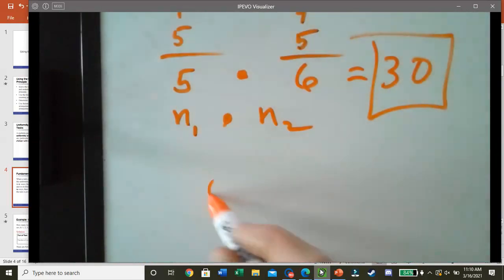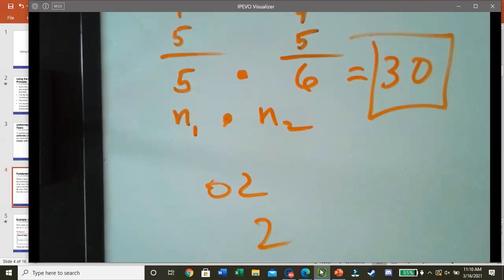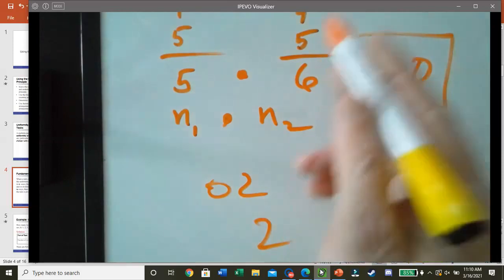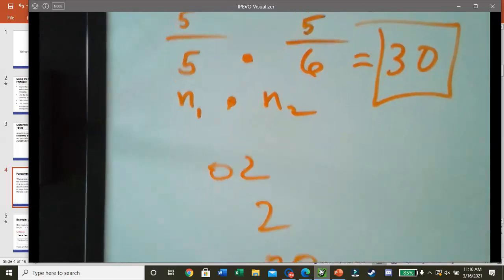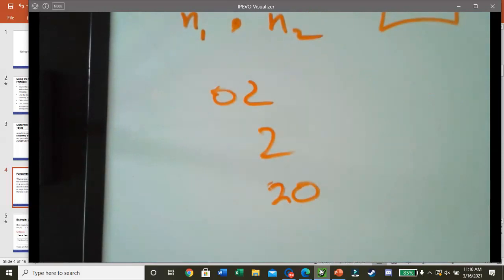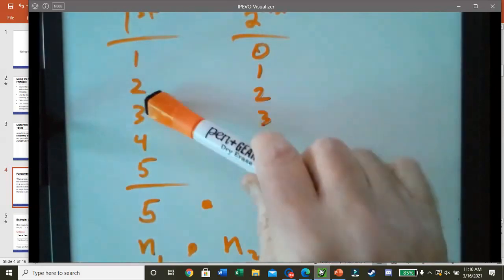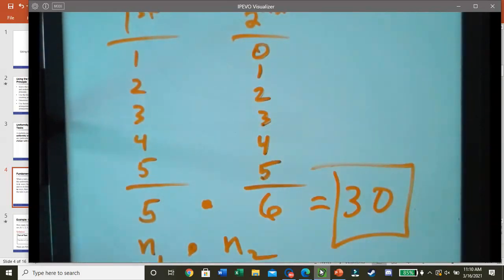Because we don't normally write 0, 2, right? We just write 2 or 3. But we can have 0 at the end, like 20, right? So that's why we set the restriction where 0 cannot be the first number. Okay? Any questions with that?